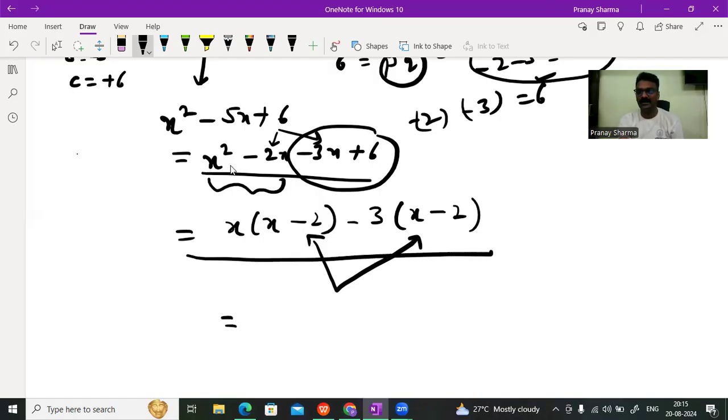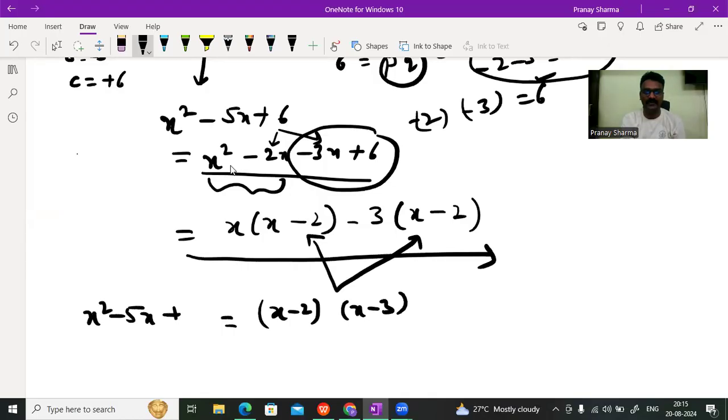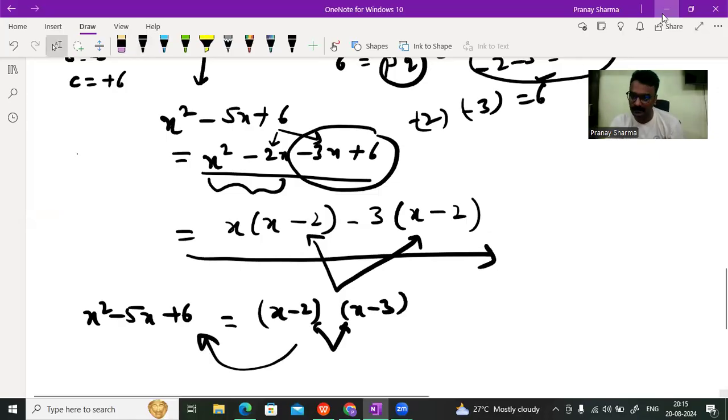Why are we ensuring that these two terms are going to be one and the same? Because if you scan from left to right, you will be able to identify that x minus 2 is something that can be taken out as common. And here we are left with x minus 3. That means we can say that the factors of x square minus 5x plus 6 are x minus 2 and x minus 3. When you actually multiply them, you will be able to get this product. So this is what splitting the middle term is.